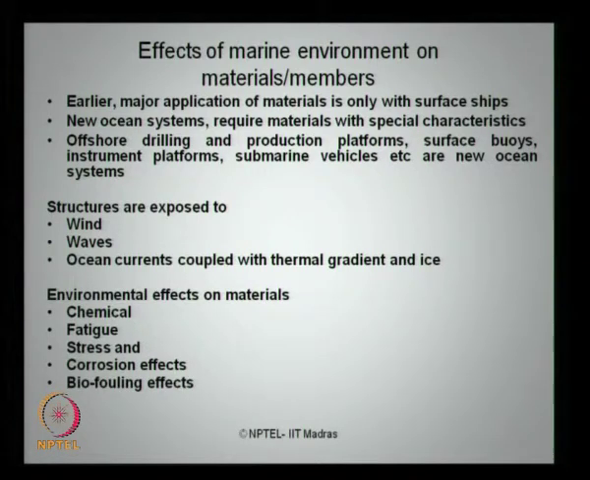Interestingly, in recent times, because environmental impact assessment is becoming very important for offshore structures or coastal structures, biofouling effects are also considered an important parameter to estimate the deterioration characteristics of the material and the effect of this material after deterioration on the environment. So biofouling also forms a very important effect caused on the material by these environmental forces.